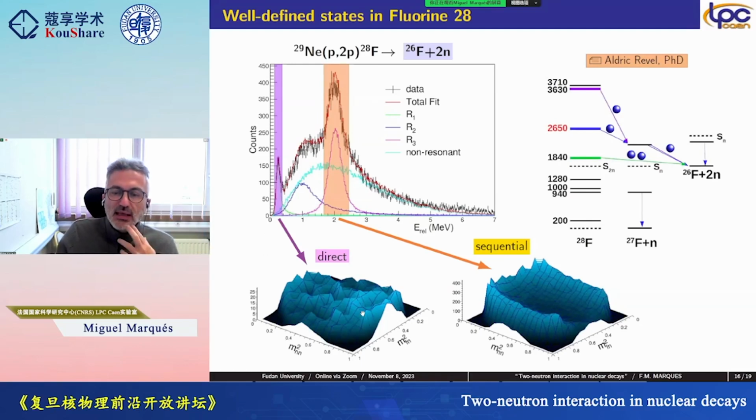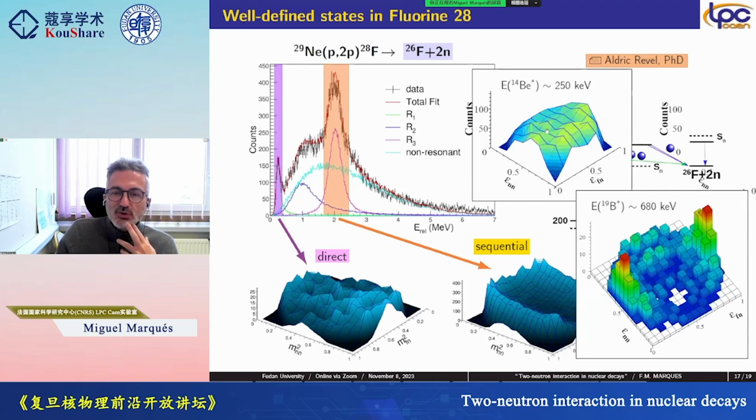And just as a reminder, I showed you this plot when we talked about beryllium-16. So this is the beryllium-14 excited state that is also at about 250 keV. And you see that the Dalitz plot is also very flat. Then boron-19, we saw that the state was quite low in energy, the first one, and the plot is not flat at all, but you see that the energy was already 680 keV.